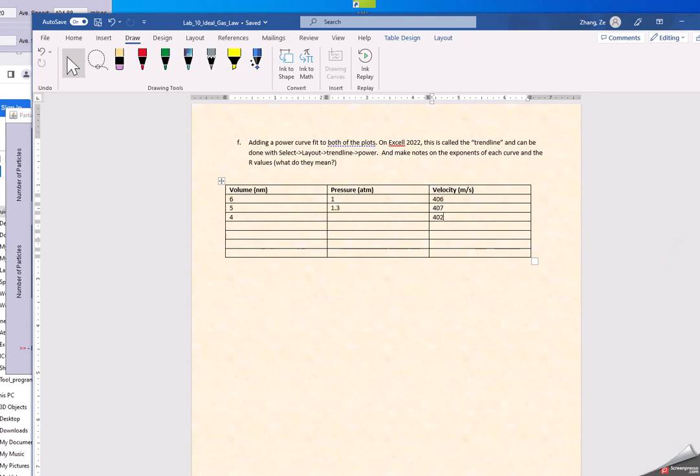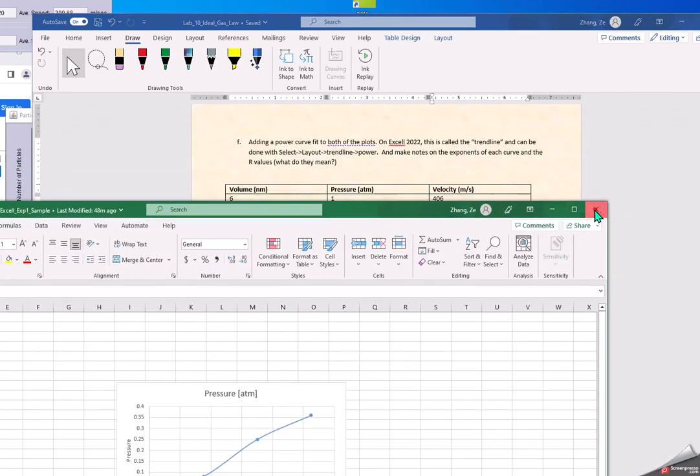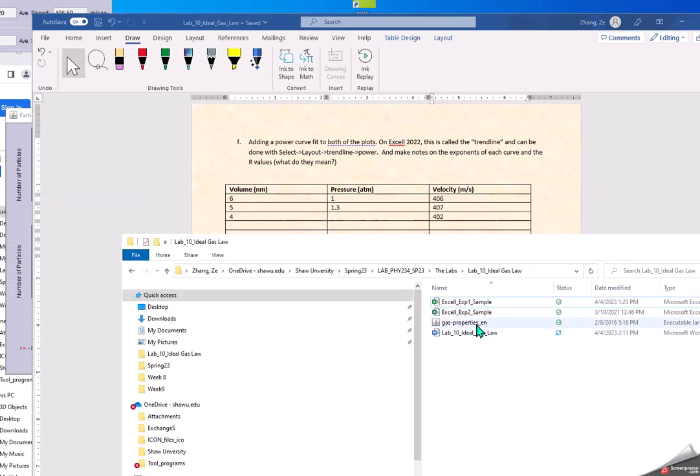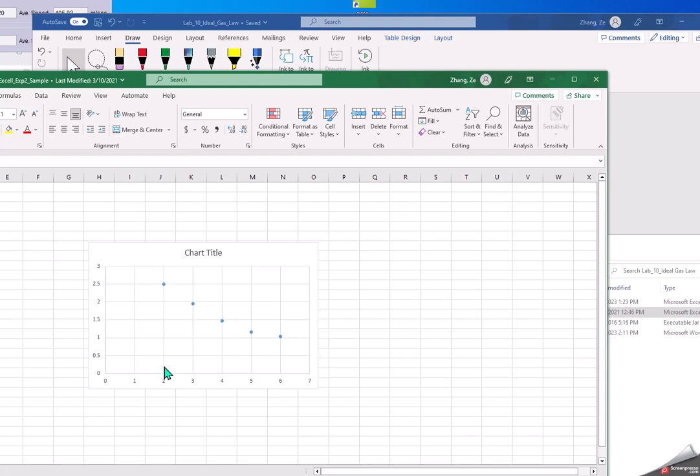Once you have the data, you will make an Excel plot. I'm not going to show you the Excel plot now, and there is another sample data. The pressure goes up, volume goes down, depending on which one you put on the horizontal axis. One goes up, the other goes down. Pressure goes high, volume goes down, or the other way around.